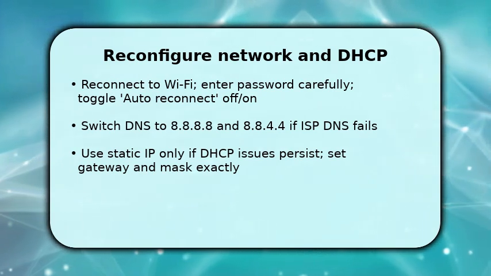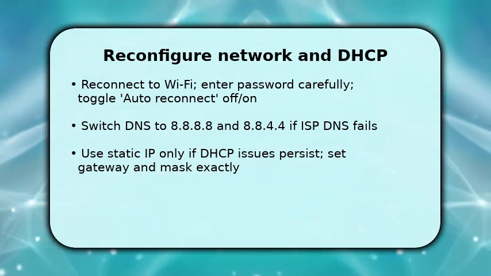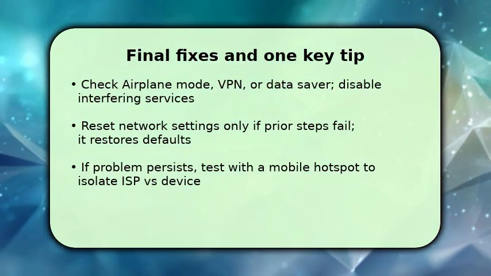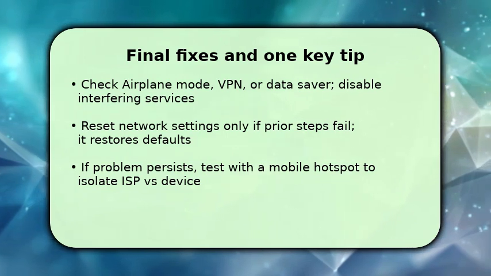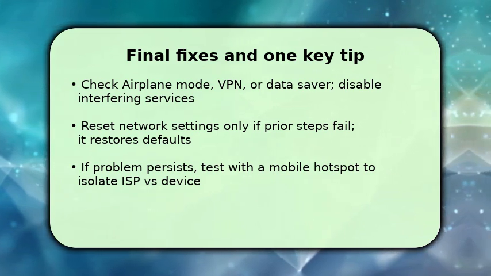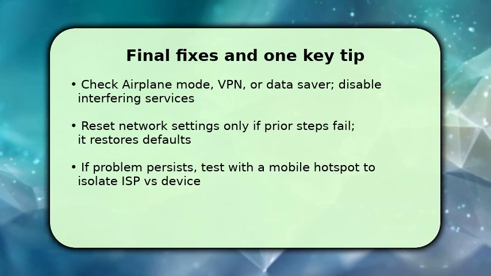Finish by auditing services that silently block connections. Turn off airplane mode, disable VPNs or data saver features, and confirm Wi-Fi permissions for apps. If issues remain, reset network settings to restore defaults. This is more aggressive but cleans corrupt profiles. Make sure to re-enter passwords afterward.